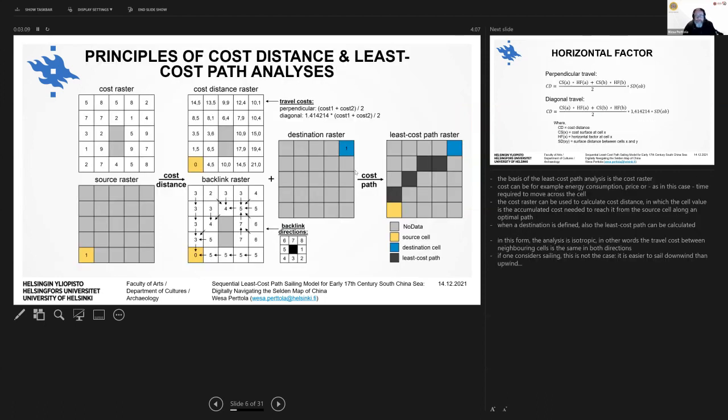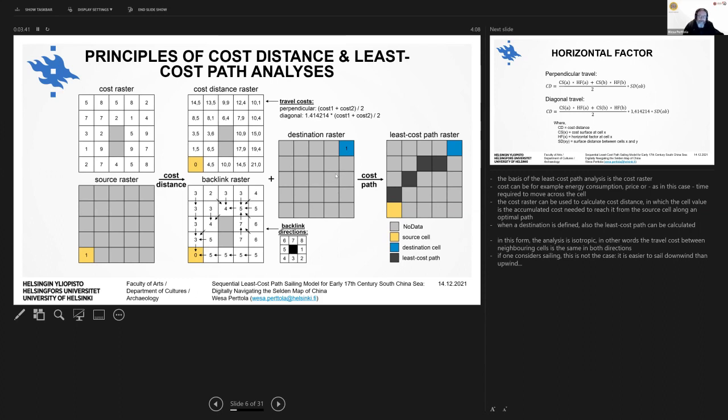The basis of the least cost path analysis is the cost raster shown here. Cost can be, for example, energy consumption, price, or as in this case, time required to move across the cell. The cost raster can be used to calculate cost distance, in which the cell value is the accumulated cost needed to reach it from the source cell along an optimal path. When destination is defined, also the least cost path can be calculated.